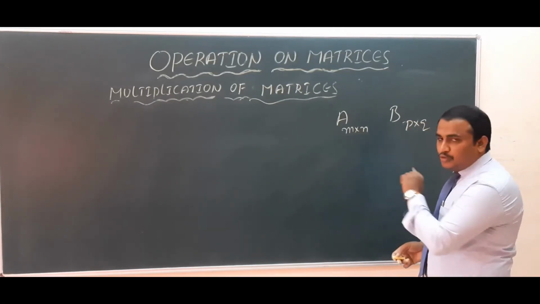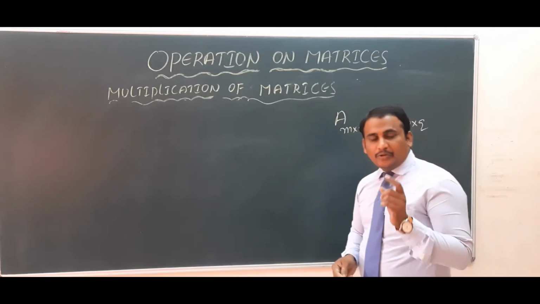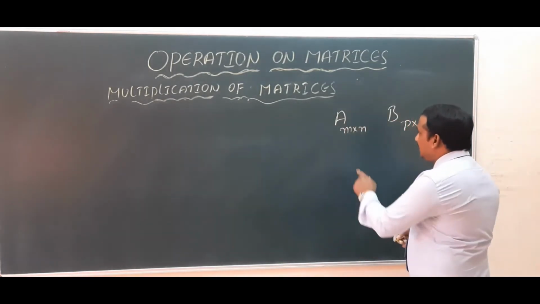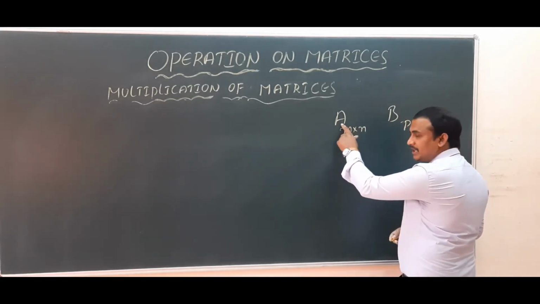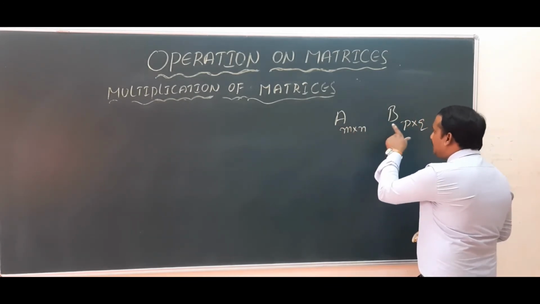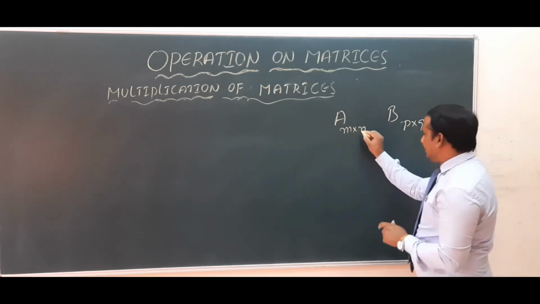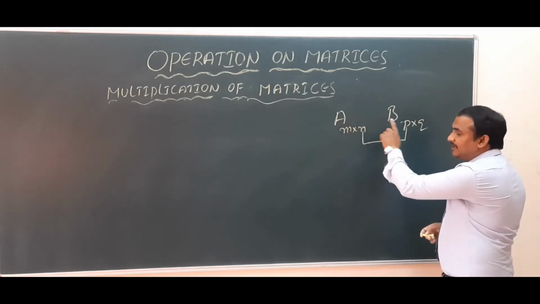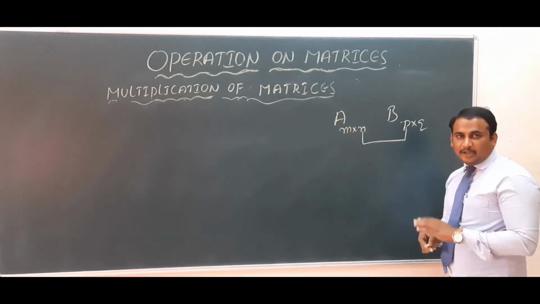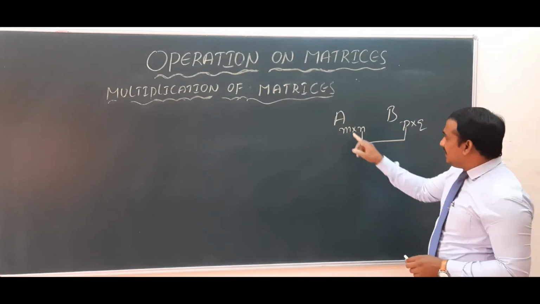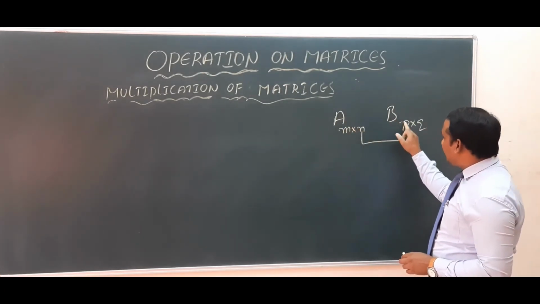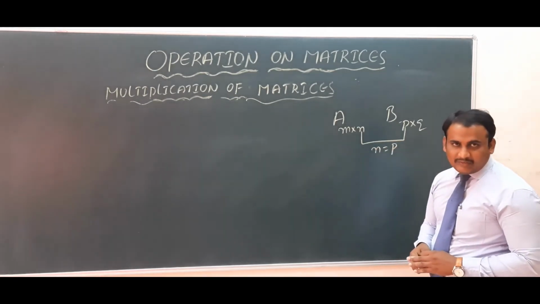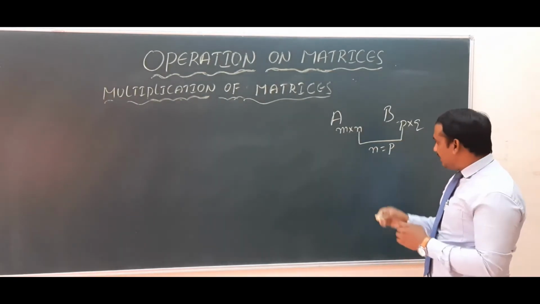Now, the product of two matrices. Here you have to apply one condition, and that condition is very important. What is the condition? In the first matrix, the A matrix column, and the B matrix row, both must be the same. If both are the same, matrix multiplication is possible, otherwise it is not possible.